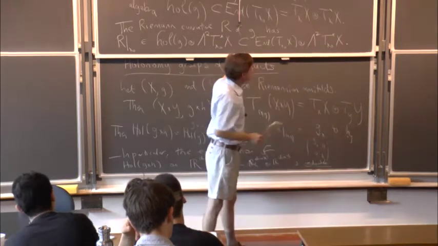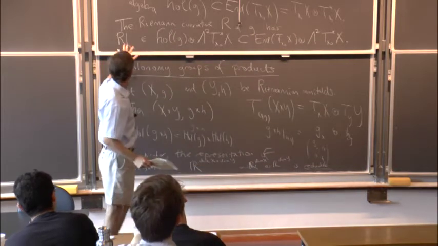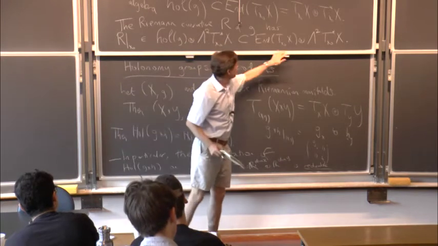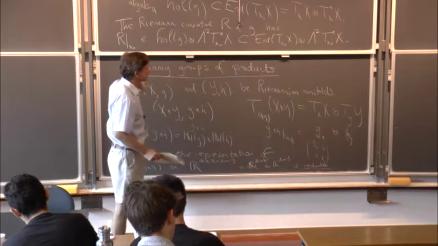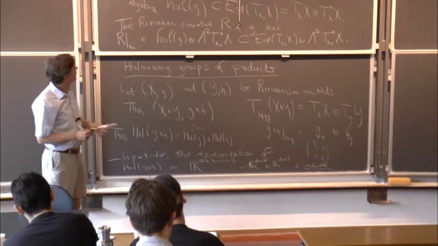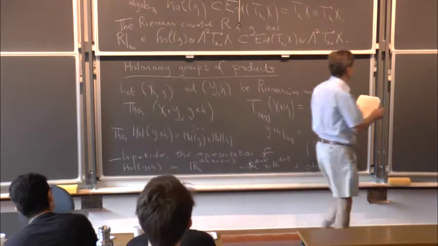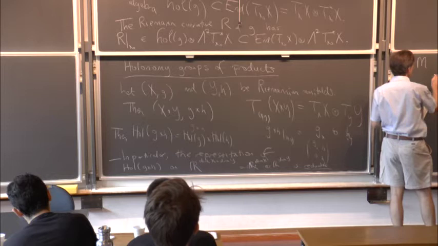Okay, so we knew already that the curvature lies here. The conclusion is that it actually lies in this vector subspace, so the endomorphism part of the curvature has to lie in the holonomy Lie algebra. Okay, so that's just at that single point. In fact, this is true in some sense at every point.